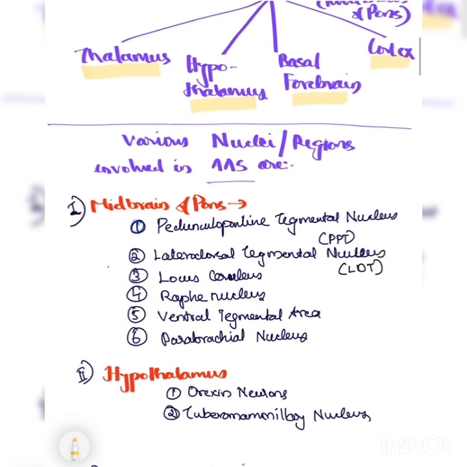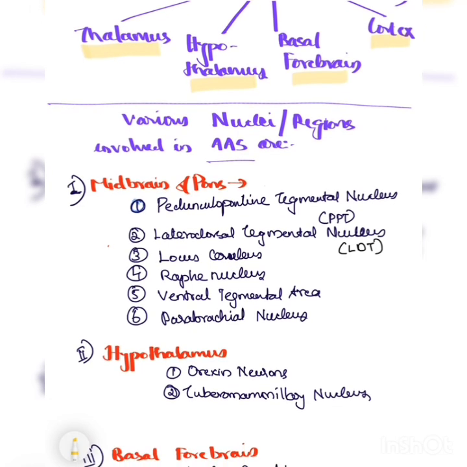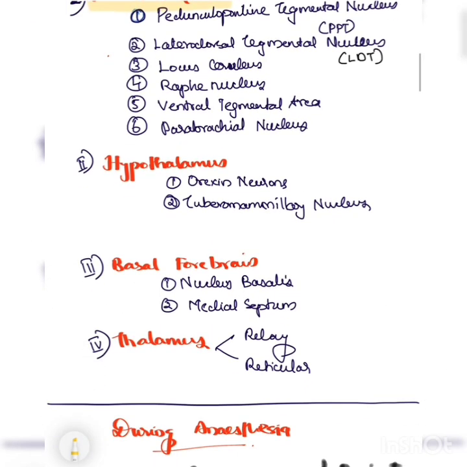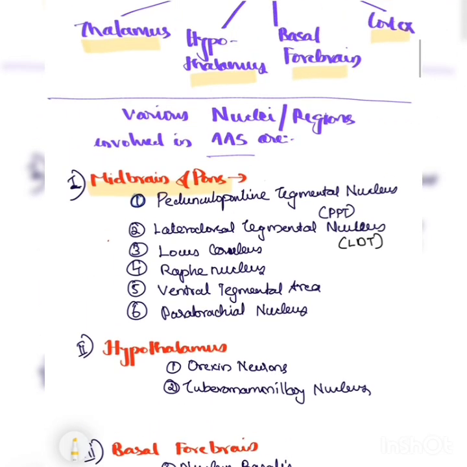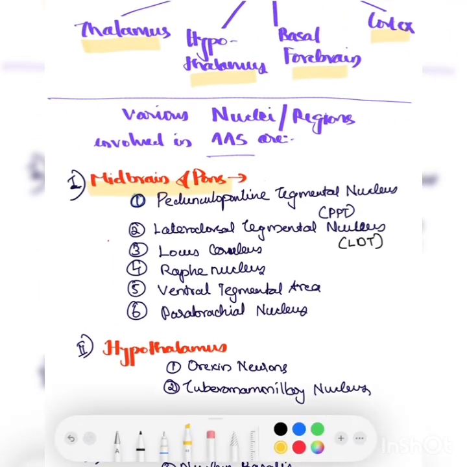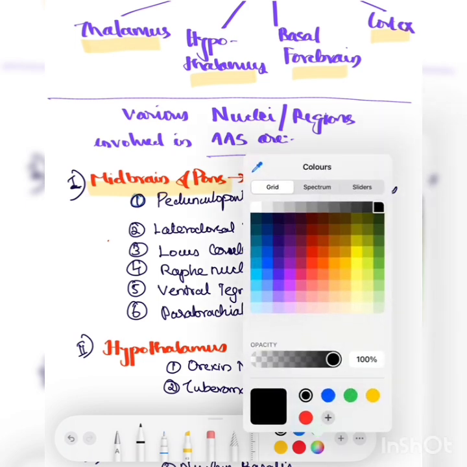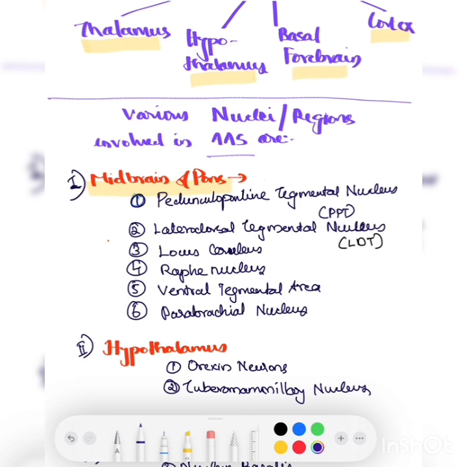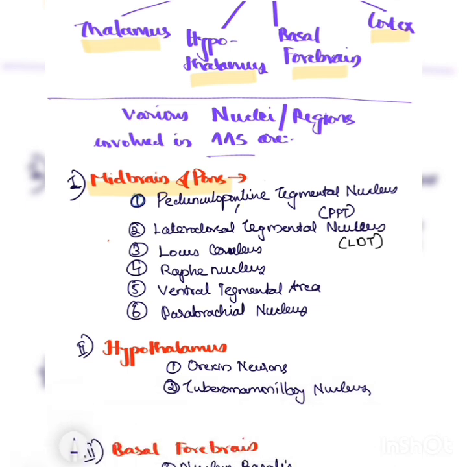Now we will see which are the various nuclei or regions involved in the ascending arousal system. So there are four main parts: midbrain and pons, hypothalamus, basal forebrain, and thalamus. In midbrain and pons, the first nucleus is the pedunculopontine tegmental nucleus, which is located in the midbrain. It is involved in wakefulness, REM sleep, and motor control. It contains cholinergic, glutamatergic, and GABAergic neurons.